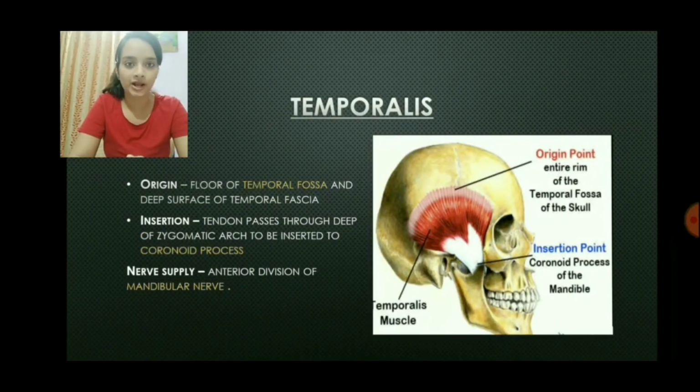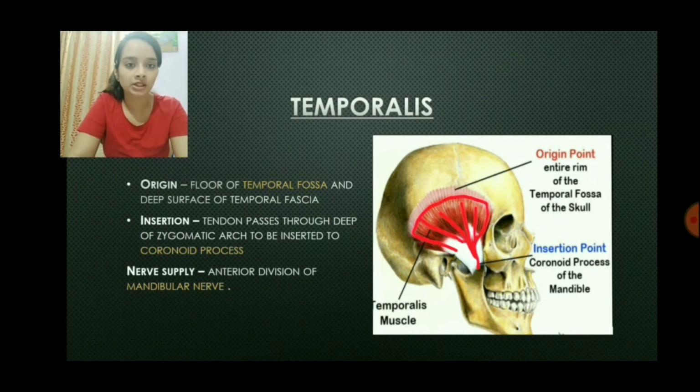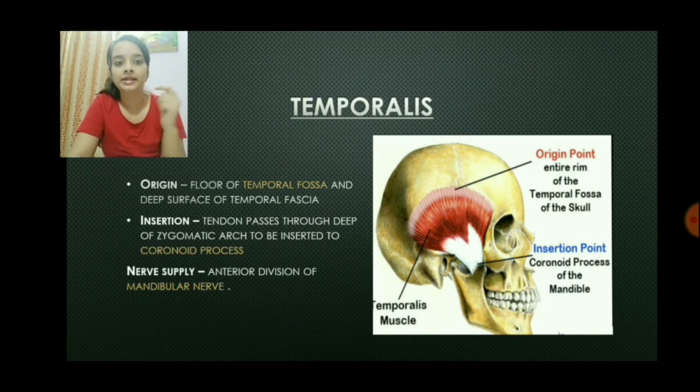Next muscle is temporalis. The origin of this muscle is floor of temporal fossa and deep surface of temporal fascia. As you can very well appreciate in the figure, the floor of temporal fossa. The insertion is that the tendon passes deep to the zygomatic arch and is inserted to the coronoid process. Nerve supply, as we have discussed earlier, is the anterior division of mandibular nerve.